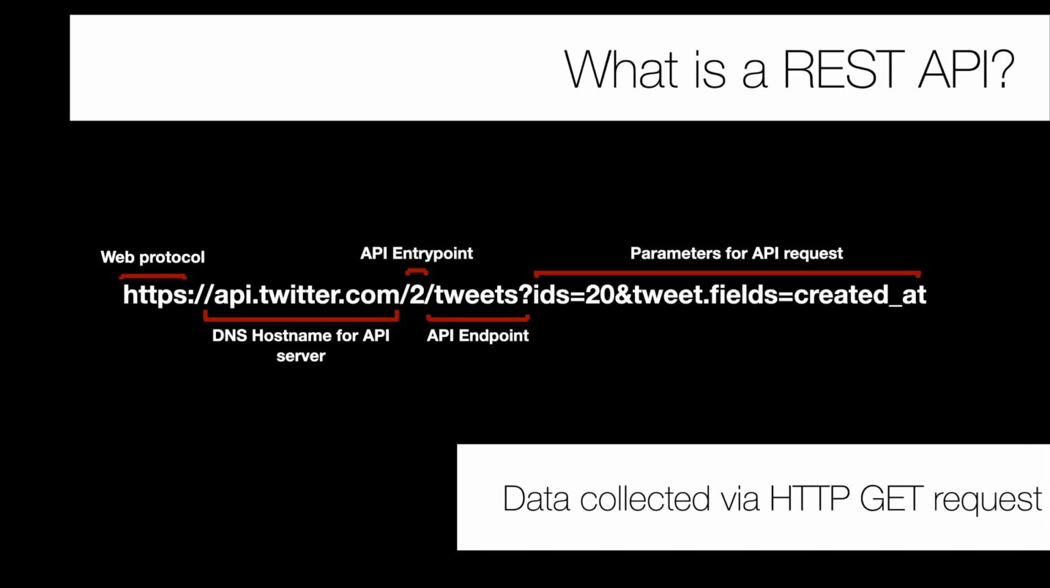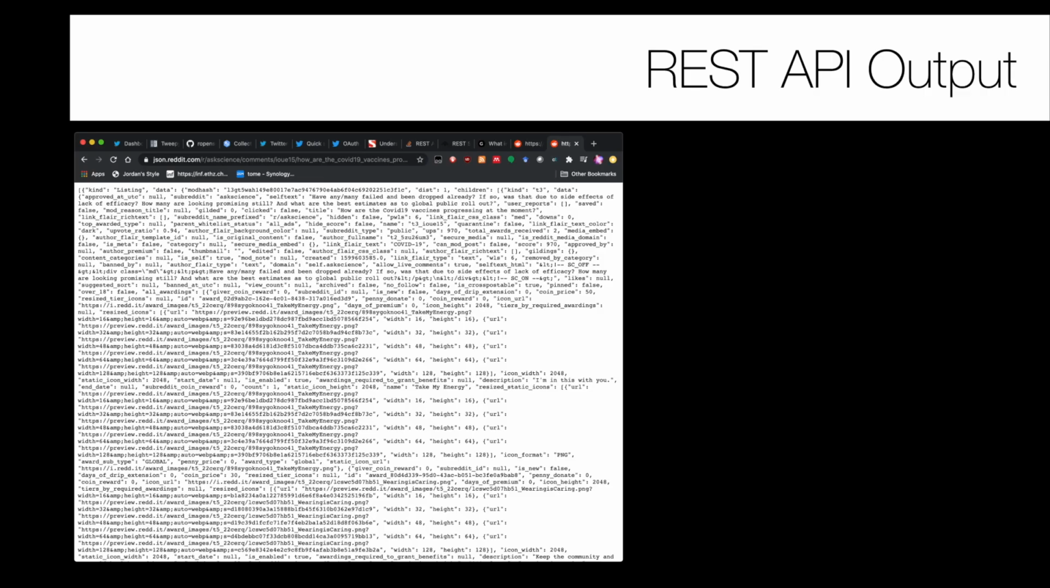This might have headers that include the credentials or API keys. But here this says we want the tweet with the ID of 20. We want to include the created at field. We send this to api.twitter.com via an HTTP GET request, and then we get some response. Now, this is what that response may look like.